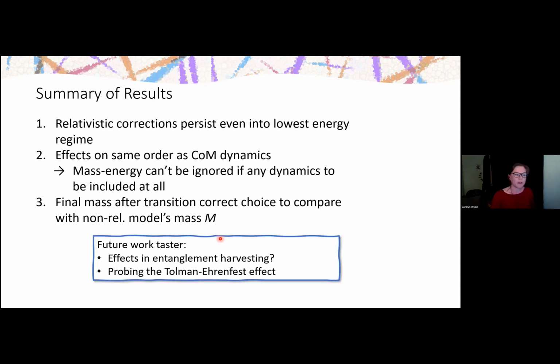Some questions we're left with, or ideas for future work. Well, in this model, there's entanglement between the internal degrees of freedom and the center of mass degrees of freedom. So it would be interesting to see what that means for an entanglement harvesting scenario. And as Magdalena mentioned in her talk last night, we're interested in the Tolman-Ehrenfest effect, which involves both a gravitational field and a thermal field. So perhaps this model could help us probe that environment.